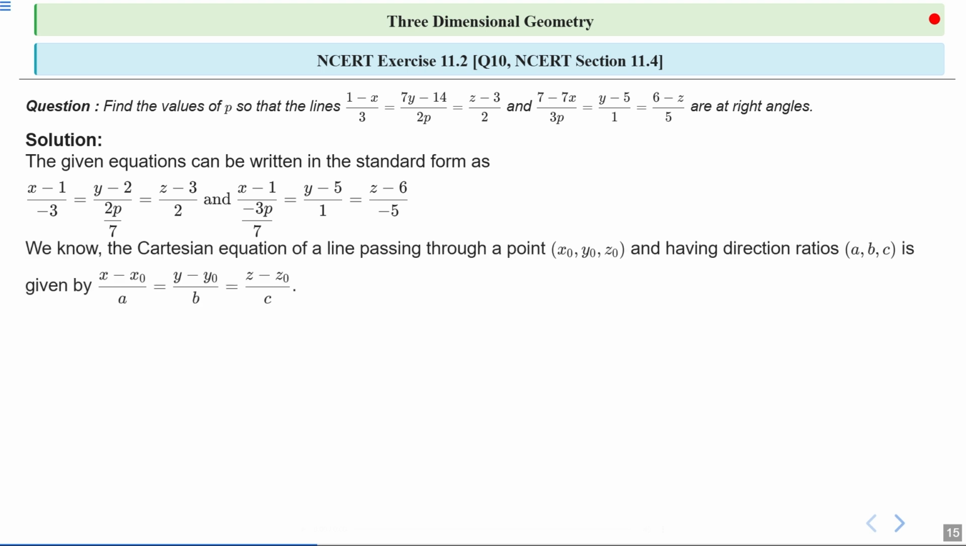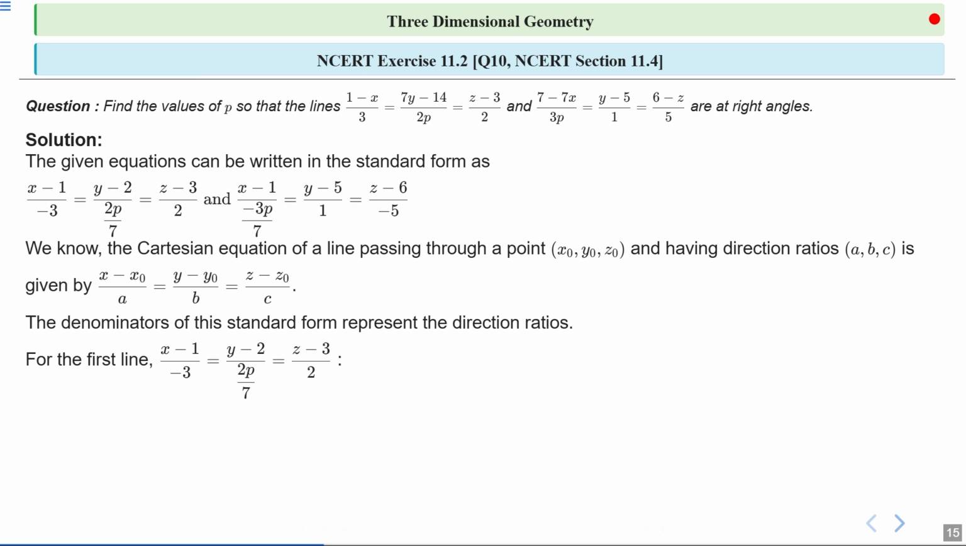Now we know the Cartesian equation of a line passing through a point (x naught, y naught, z naught) and having direction ratios a, b and c is given by (x minus x naught) upon a is equal to (y minus y naught) upon b is equal to (z minus z naught) upon c. So the denominators of this standard form represent the direction ratios.